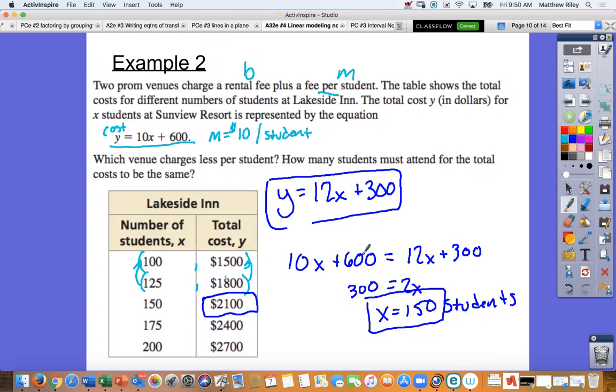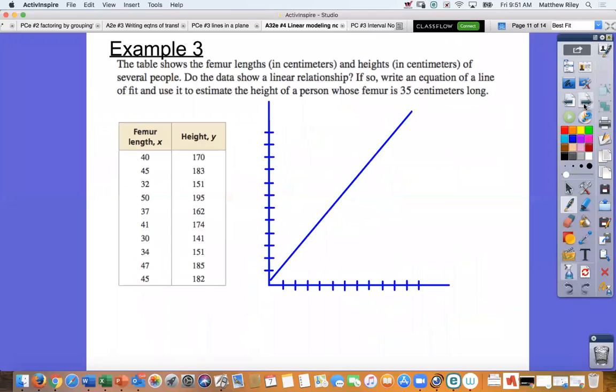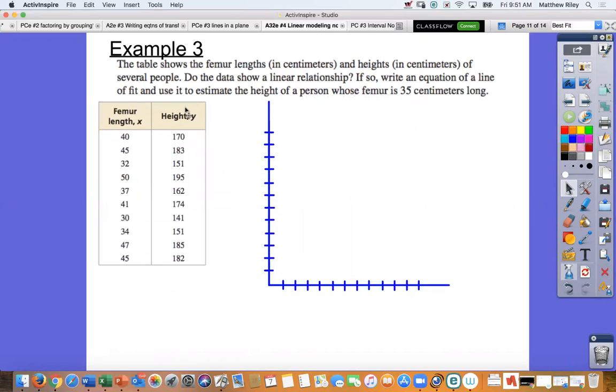Now, last example, any questions? Last example. Now on Monday, I'm going to show you how to do this on your calculator. You also need to know how to do this on your own without a calculator. Take a second, read it, and look at the table.